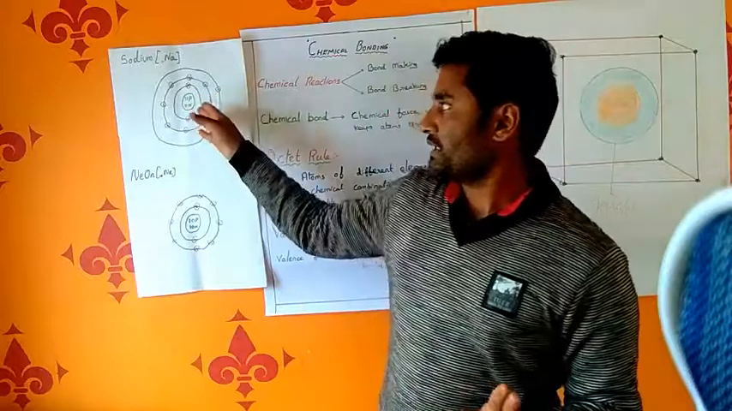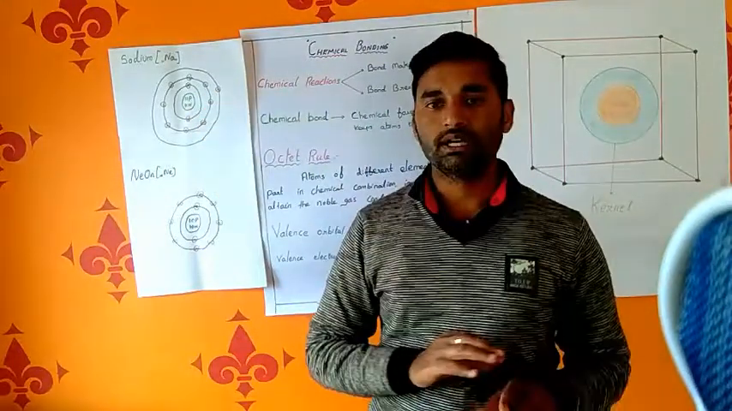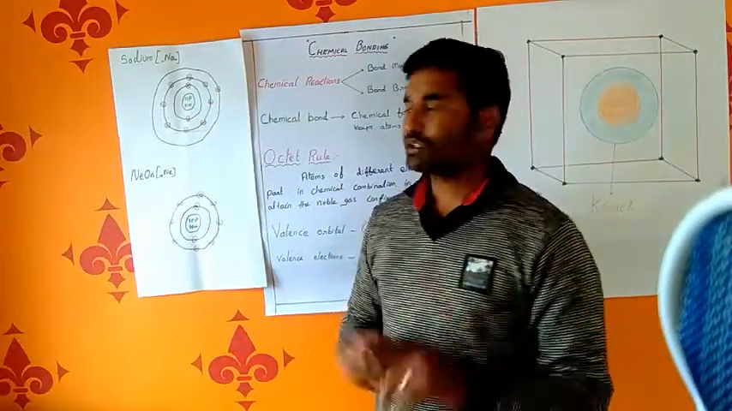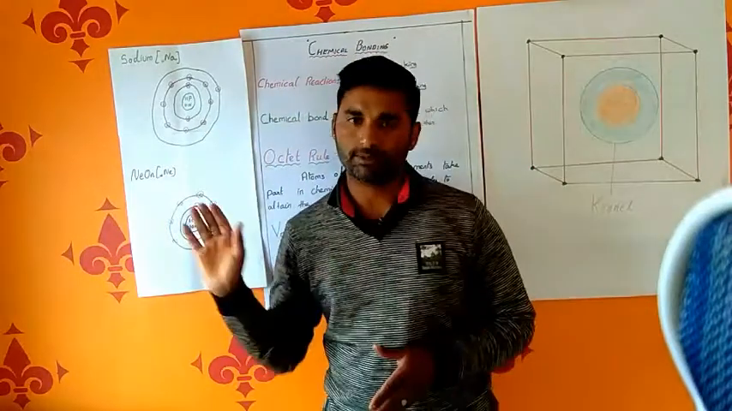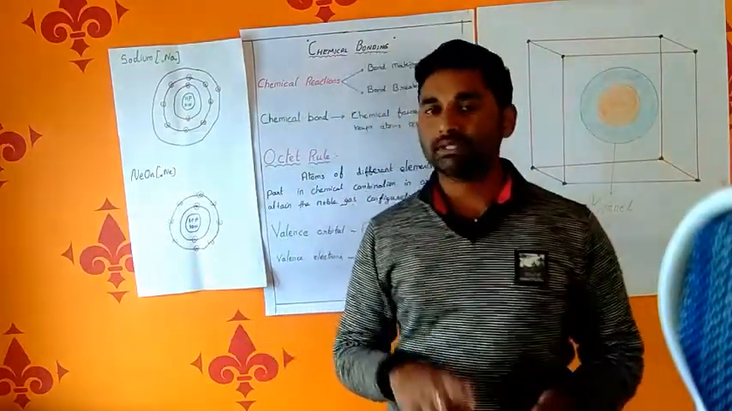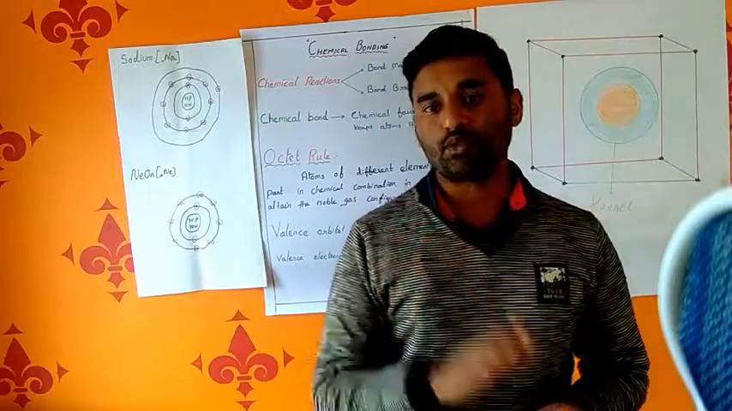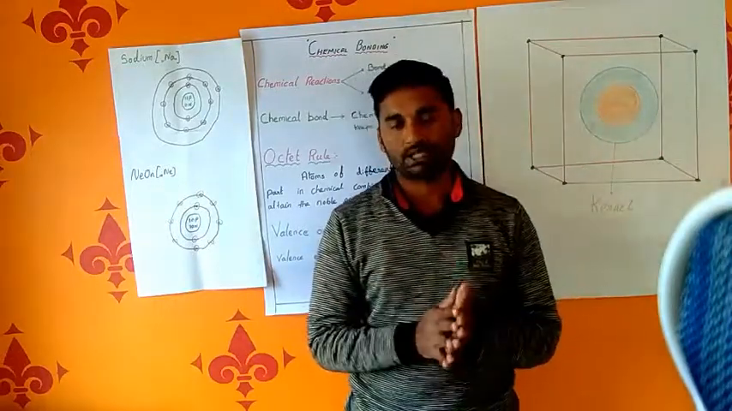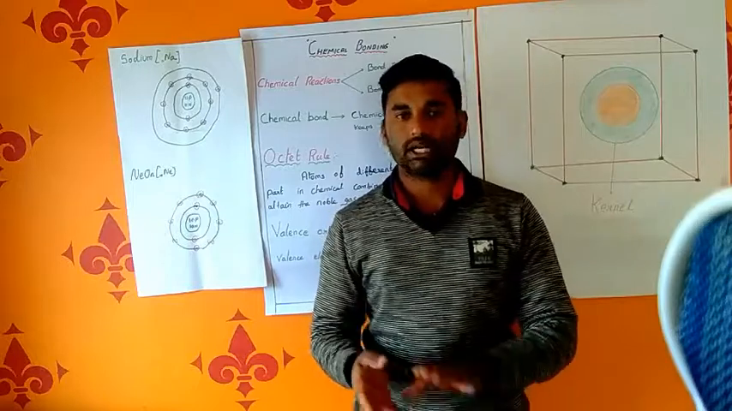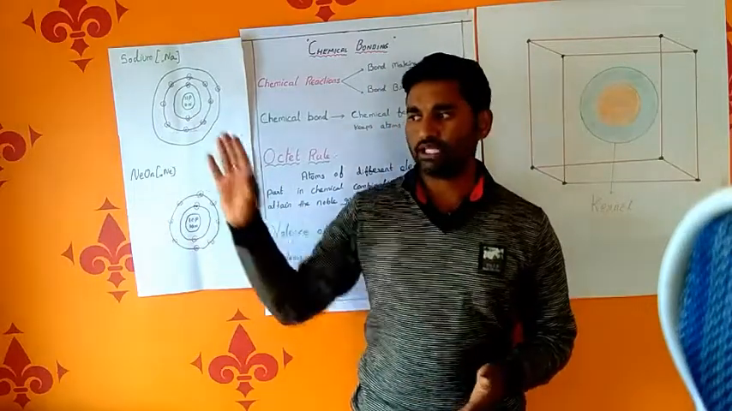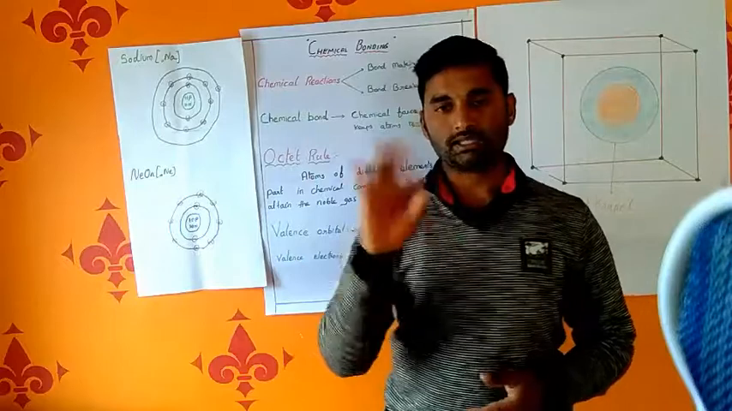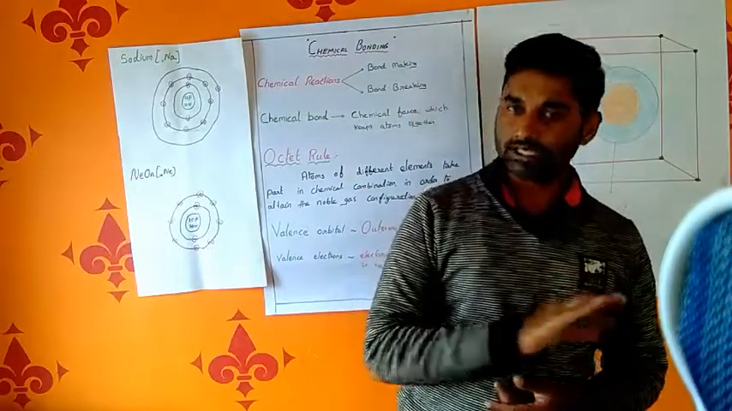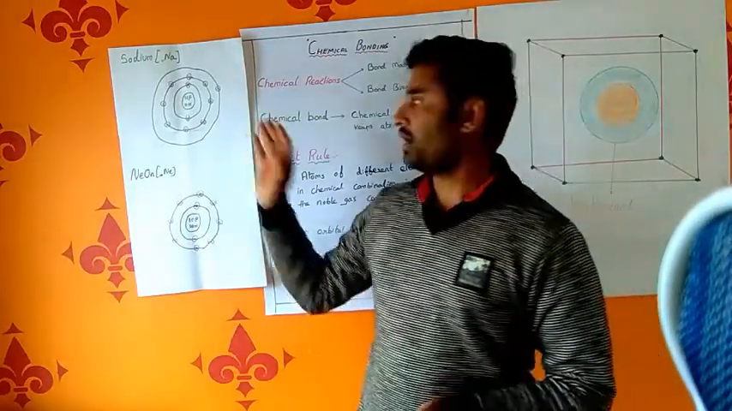So, I have taken sodium and neon as examples. First we will consider sodium. The atomic number of sodium is 11 because the number of protons is 11. In a neutral atom, the number of protons and electrons will be equal. Then only the atom will be in a neutral state. So sodium has 11 protons, so it has 11 electrons in the orbitals.